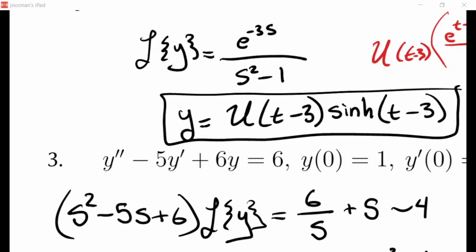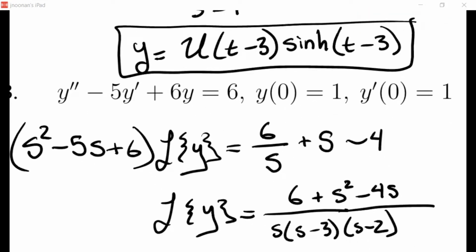And then of course the 6 over s, that's pretty straightforward. Okay, so next we do a little bit of algebra. In this case, there's nothing here that I can just go ahead and do the inverse Laplace of. So I thought, let's combine it all into a single fraction and then do the partial fractions. So that's why I did that.